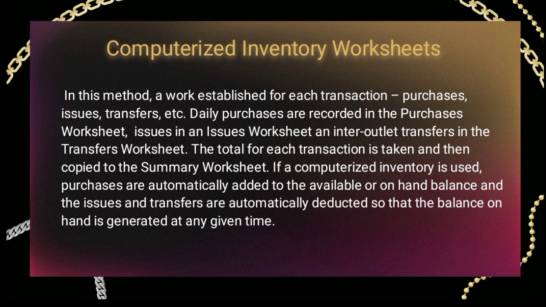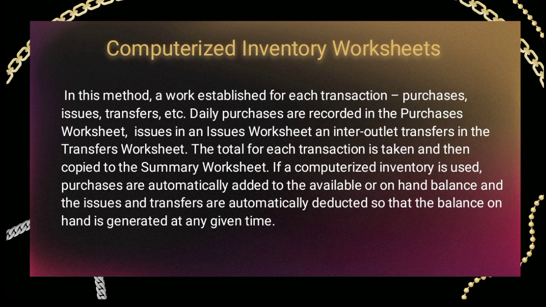An inter-outlet transfer is in the transfers worksheet, and the total for each transaction is taken and then copied to the summary worksheet. If a computerized inventory is used, purchases are automatically added to the available or on-hand balance, and the issues and transfers are automatically deducted so that the balance on hand is generated at any given time.